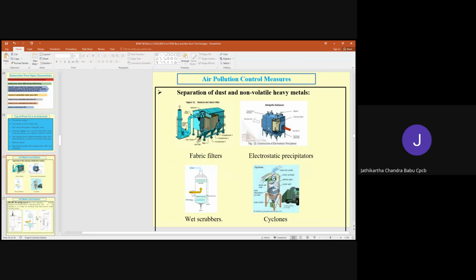Now, what are the air pollution control systems that they will adopt? Generally there will be, we call it, the dye systems.